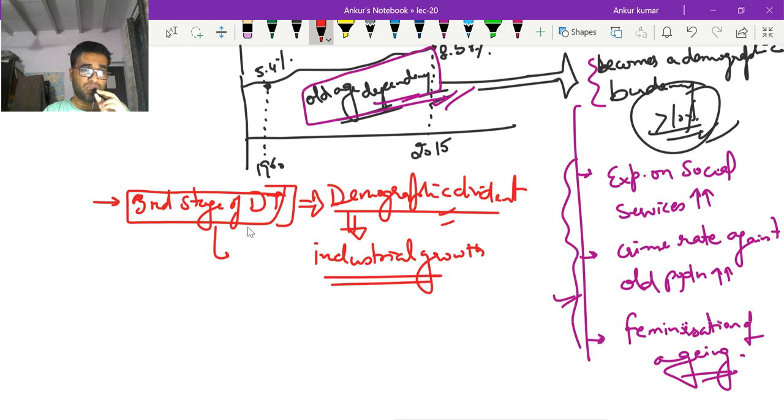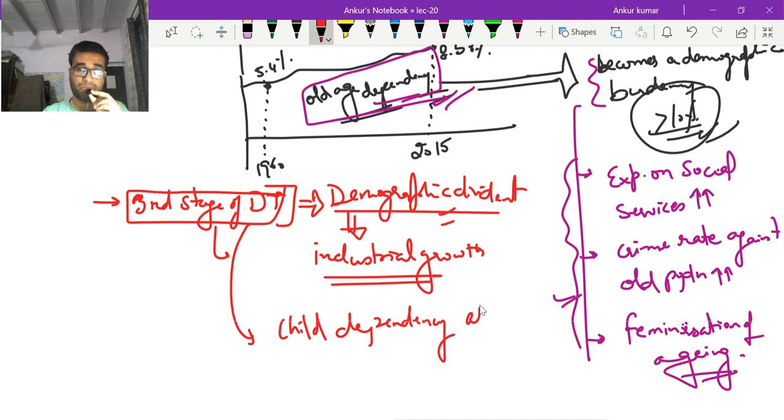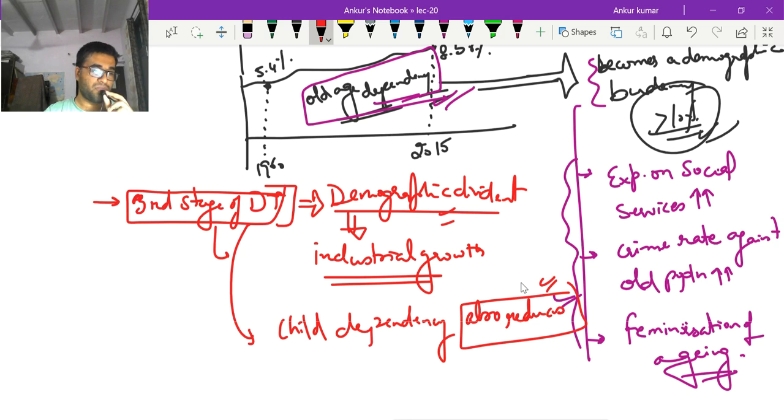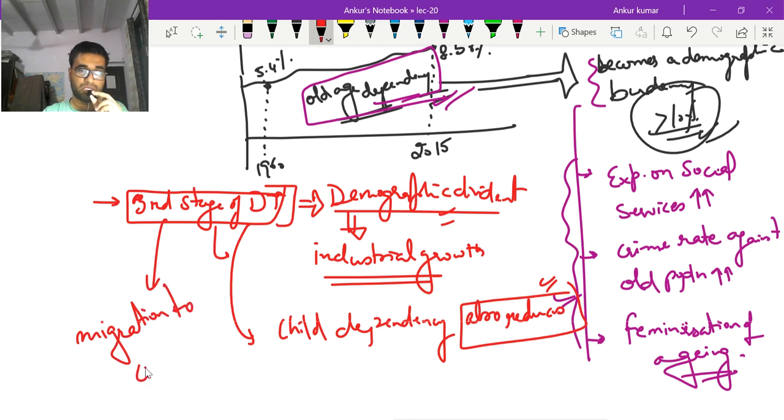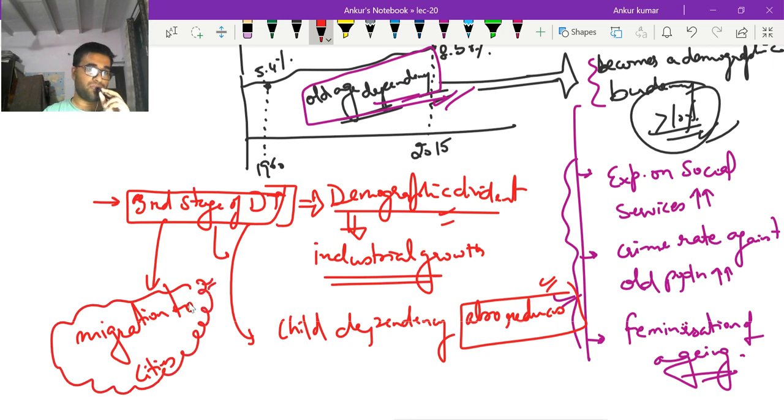Again, because of this third stage, the child dependency also reduces, and this reduction in child dependency reduces the expenditure burden on the families. And the third benefit of any country entering the third stage is migration. This stage experiences migration to cities, in turn leading to large scale urbanization, which ultimately fuels economic growth.